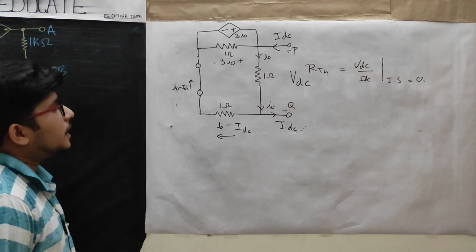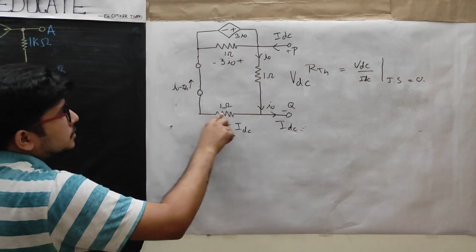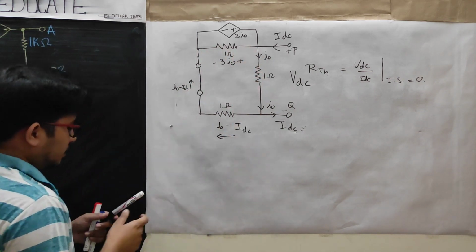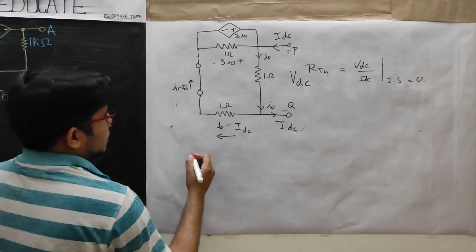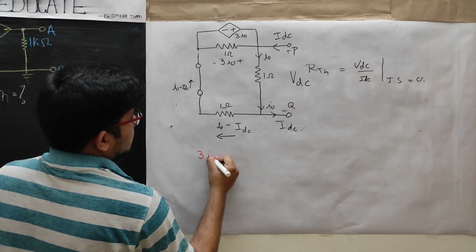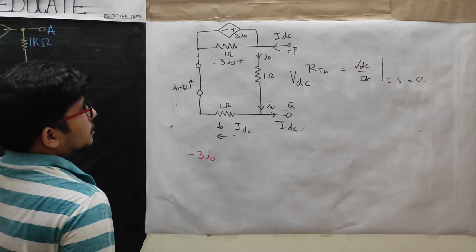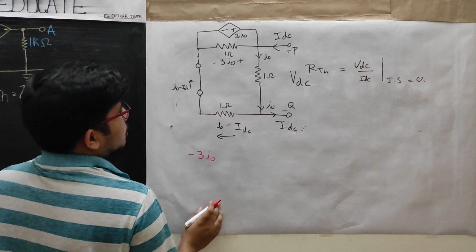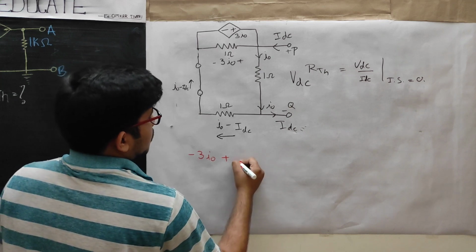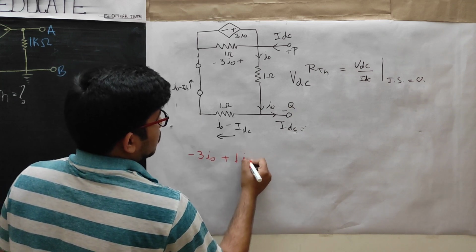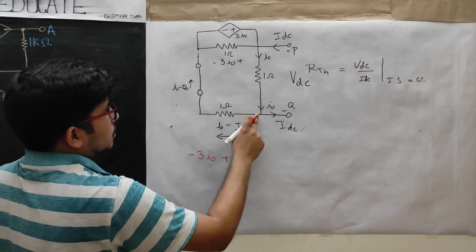Now applying the KVL in this loop. Applying KVL in this loop, you will get thrice of I naught, minus, because we have a minus sign over here, so I will write minus of thrice of I naught, plus 1 into I naught.